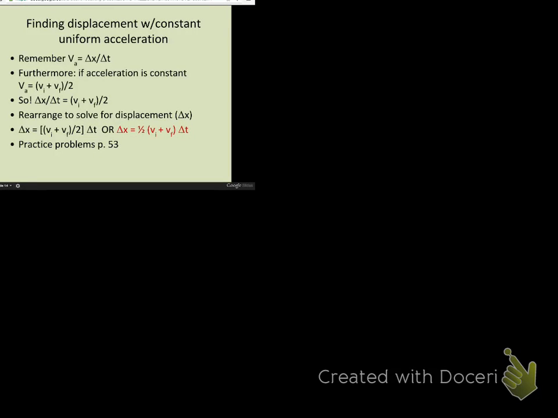Hello, this is a tutorial on getting the first two of your four golden equations. We're going to start off trying to find the displacement of an object that has constant uniform acceleration. We're going to start off with a couple equations that we already know.